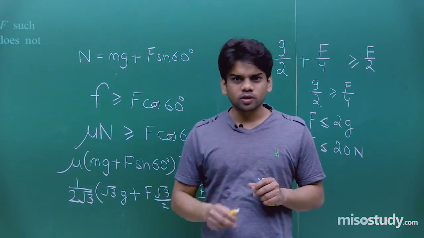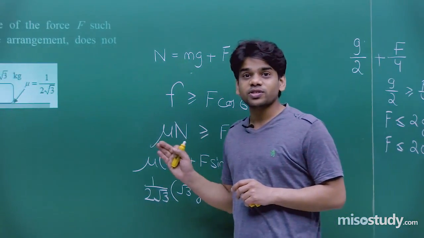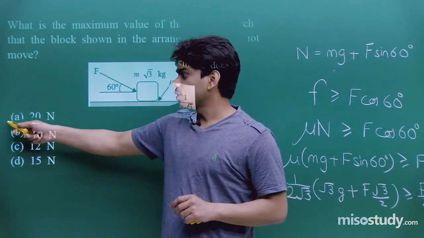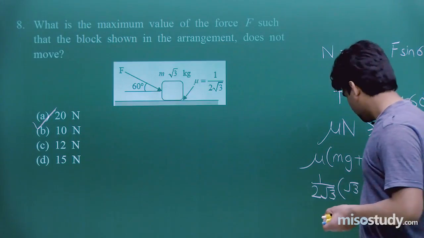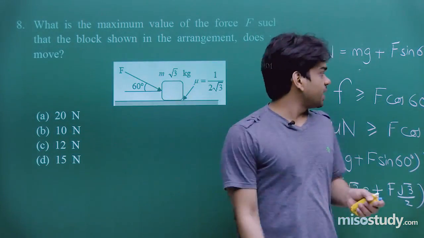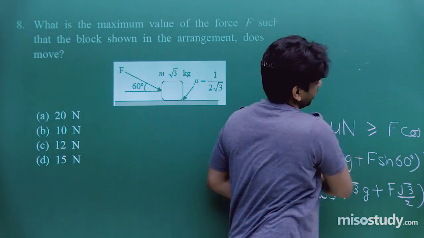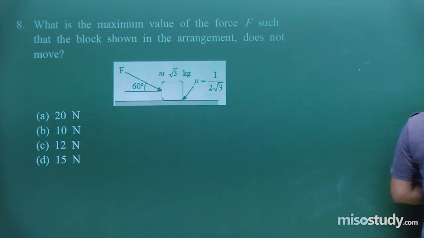We have to equate the forces along the horizontal and along the vertical. This is one of the questions asked in a previous examination. So option A is the right answer, that is, 20 Newton is the right answer for this question. Let's go ahead. I believe the explanation is clear to you all, and you would have understood how to solve this kind of question.